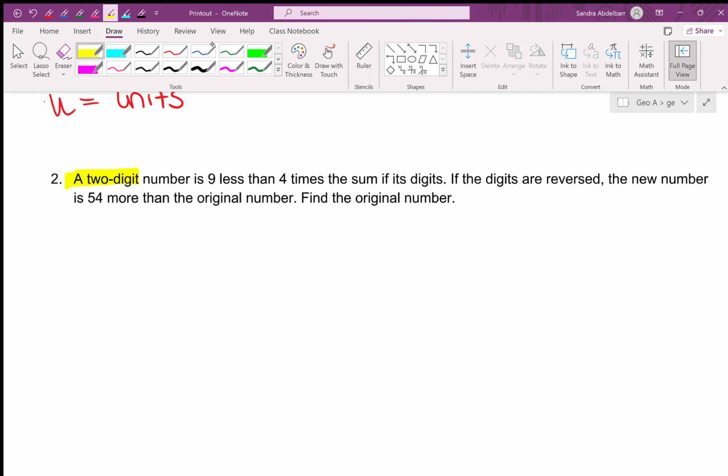All right, to start off, it says a 2-digit number. Okay, so if we're only dealing with 2 digits, what digits are we dealing with? The units and the tens. So I'm going to go ahead and let t equal tens and u equal units.